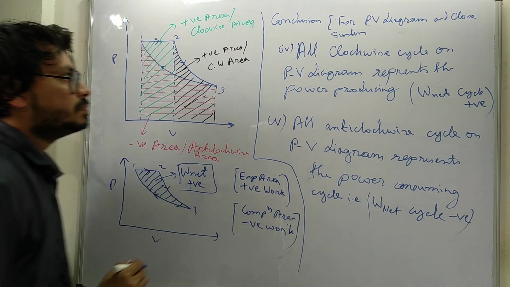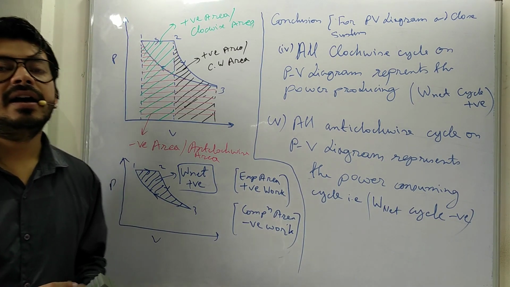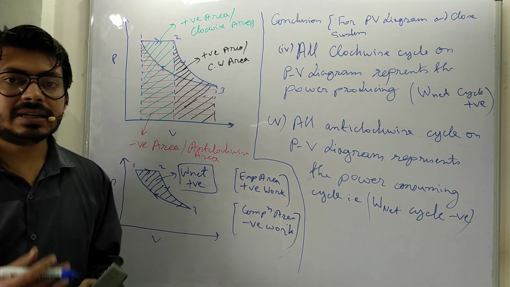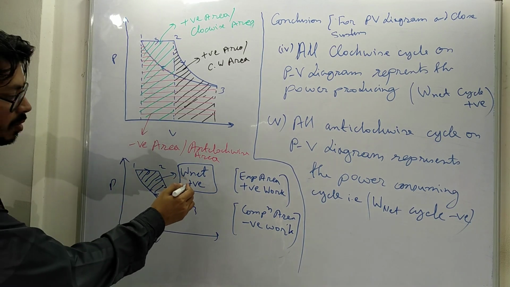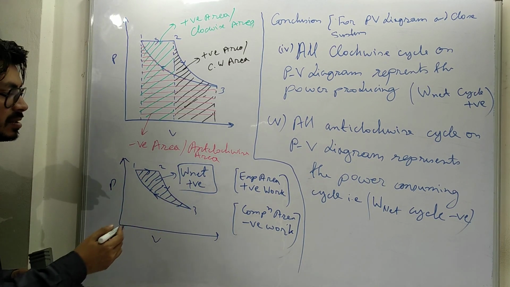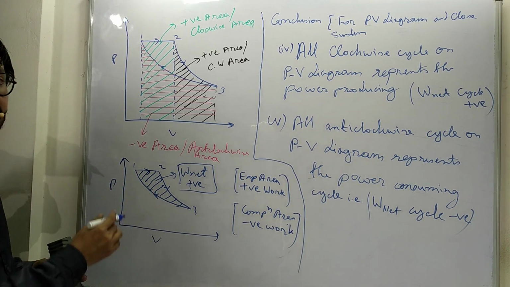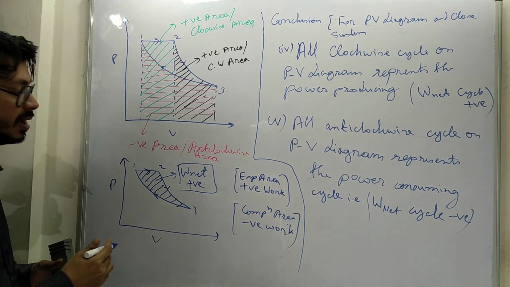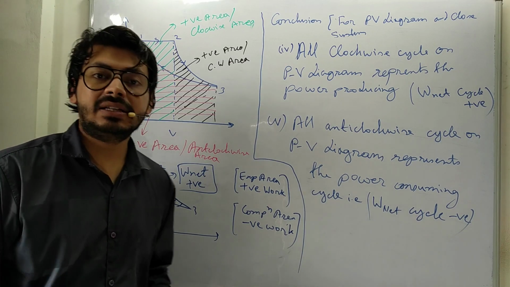So all clockwise cycles on a PV diagram represent the power producing cycle, and all anti-clockwise cycles represent the power consuming cycle. See, this is a clockwise cycle here, so the net work done is positive. We have seen in the question we got the value as 125.88, so that was the positive work done by the cycle.